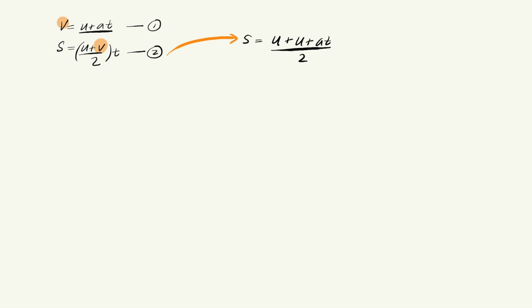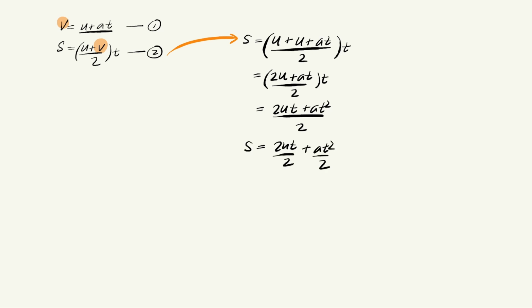Take equation 2, s equals (u plus v) divided by 2 times t. We're going to replace v with what equation 1 tells us v equals, u plus at. S equals (u plus u plus at), divided by 2 times t. Simplify inside the brackets. S equals (2u plus at) divided by 2 times t. Split this into two separate terms. S equals ut plus half at squared. That's our third equation.